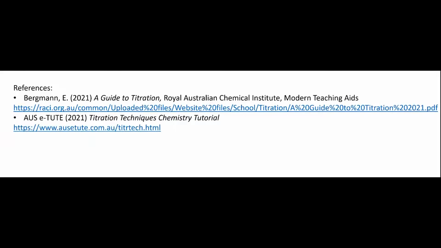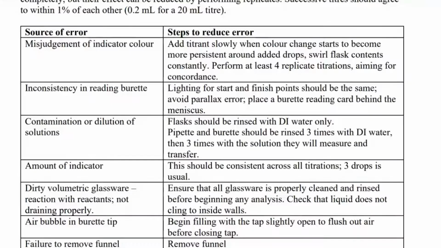Two good references on titration are a guide to titration from the Royal Australian Chemical Institute and the Titrait website. From the guide to titration, you can see that contamination dilution is one of the sources of error. So flask should only be rinsed with deionized water, pipettes and burettes should be rinsed 3 times with deionized water, and then the solution that you're going to place into them.